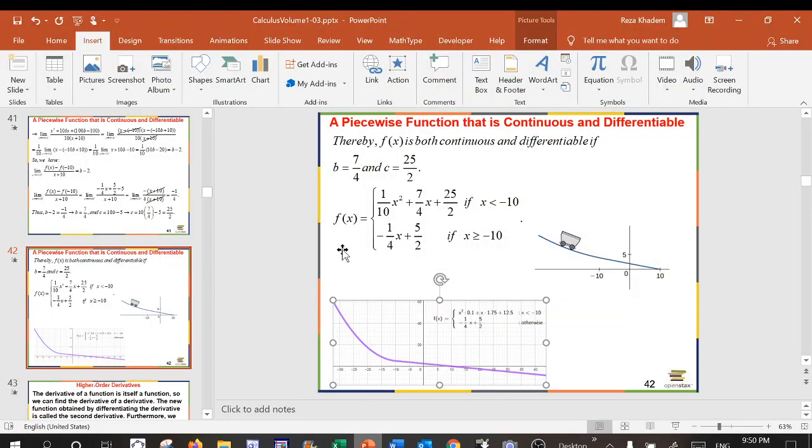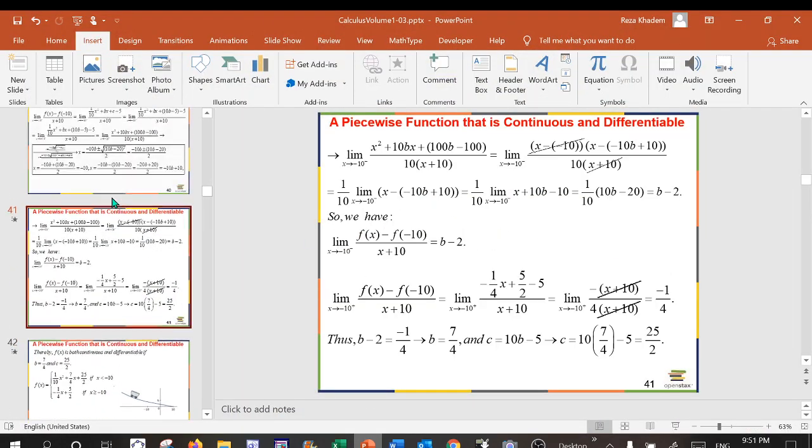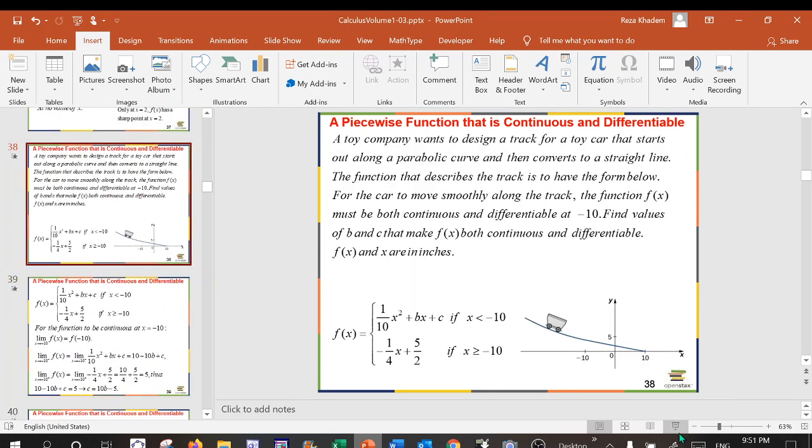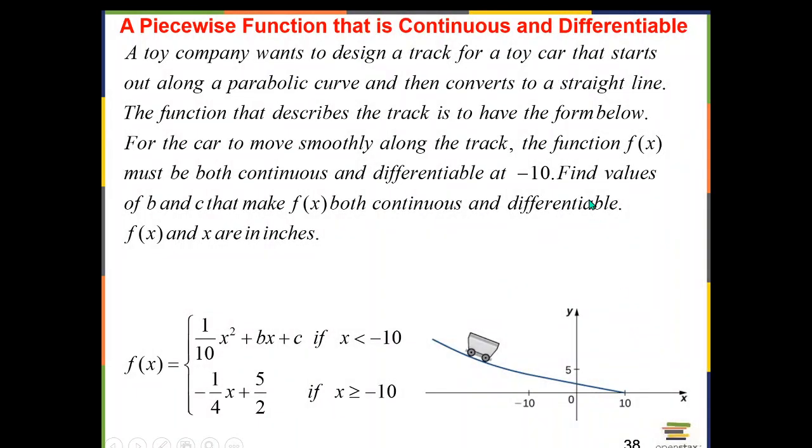So we are going to talk about this problem that last time we didn't do. The reason I want to do this problem is that it's a good example of an application of calculus. Here is an example where a company wants to design a track for a toy car, and the toy car has to be able to come down smoothly on this track.